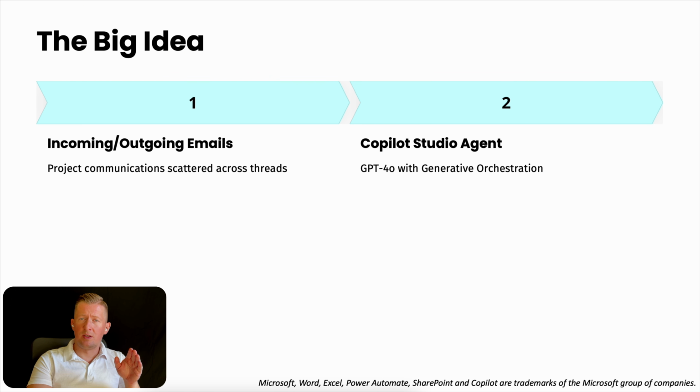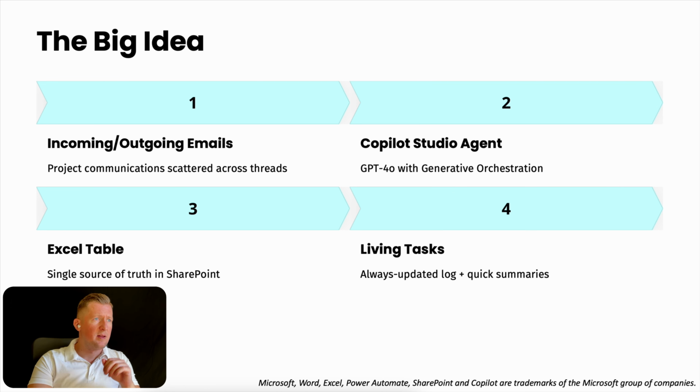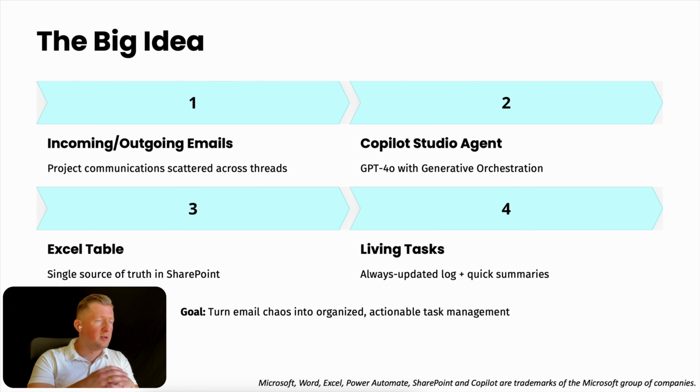I have the Copilot Studio agent with GPT-4o at the moment and generative orchestration. I wanted to have one database, which is an Excel online table, to follow up the tasks, and it should be a living system. It updates itself automatically based on the outgoing and incoming emails, and it's also possible with the help of the agent to ask for summaries, follow-ups, next steps, and so on. The goal was to turn the email chaos into organized, actionable task management.